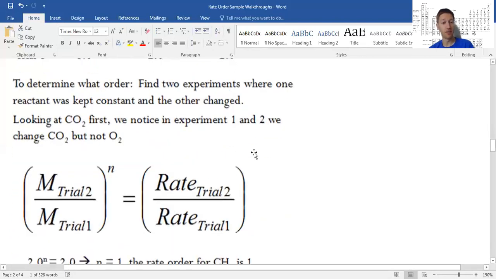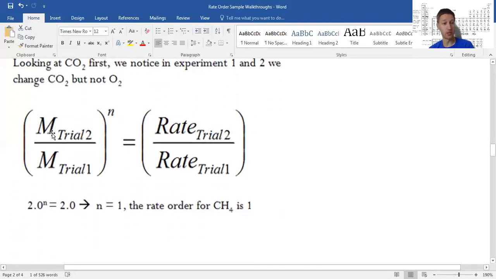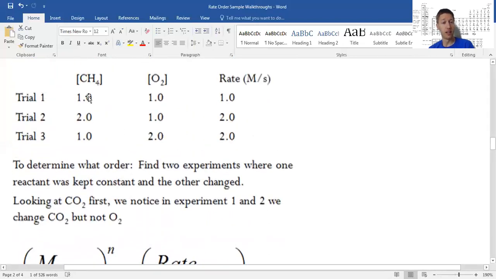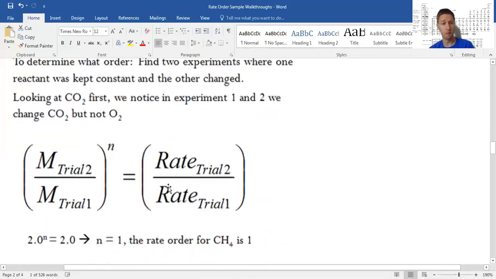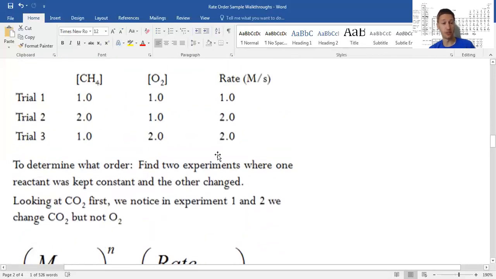Again, mathematically, this is what we're doing here, saying, well, what was the concentration here? What was the concentration of this one? What's the new rate? What's this n power here? So in trial 2 versus trial 1, our concentration was 2 and 1. So this would be 2 over 1. So that's just 2 raised to some power equals the new rate, 2 over 1, n is 1. Of course, you may not even need to do it like this, because in this class, it's either 0, 1, or 2. So 0, no change, 1st order proportional, 2nd order exponential.